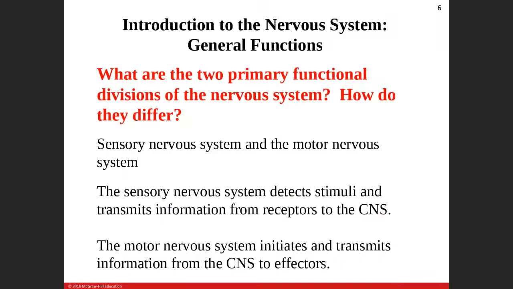So let's ask you a question here. What are the two primary functional divisions of the nervous system? We just talked about it. Sensory and motor. How do they differ? Sensory is going to bring receptor information that detects stimuli, both internal and external, to the central nervous system. So it goes from the receptors to the central nervous system. The motor is going to take the motor output information from the central nervous system to the effectors. It's important: from the central nervous system, this is to the central nervous system.